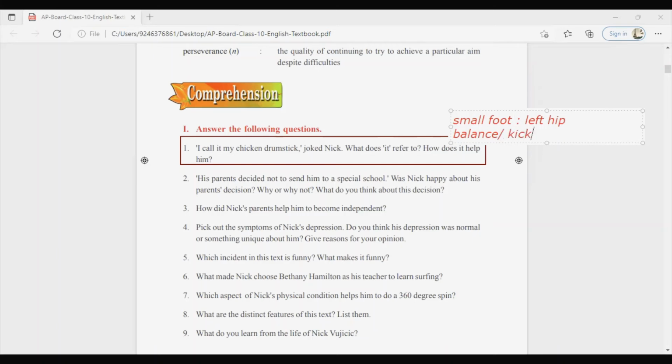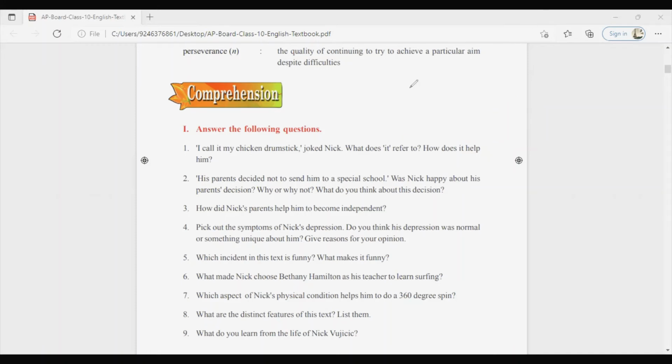When you are playing golf, you need to kick, right? You are playing football, you need to kick. All these things he is doing with his small foot, which is on his left hip. Clear till here? Do you have any doubts? You can just mention me in the comment box so that I will clear your doubts. So Nick also uses his one foot to type, write with a pen and pick up things with his toes. Clear? First question is completed by this time.